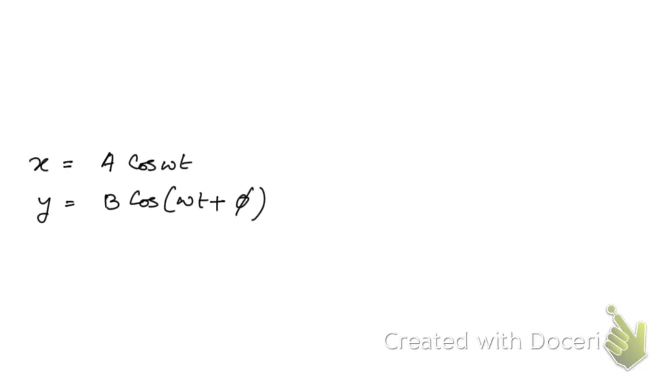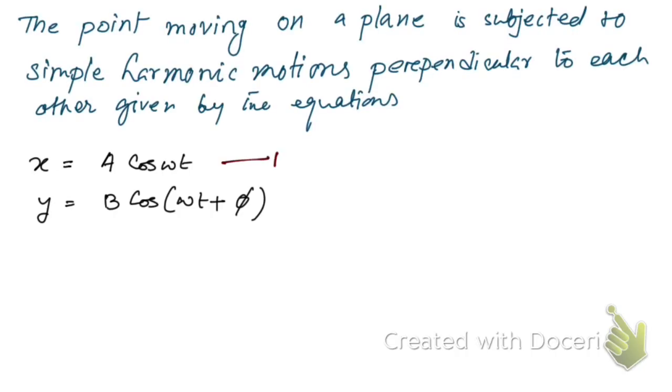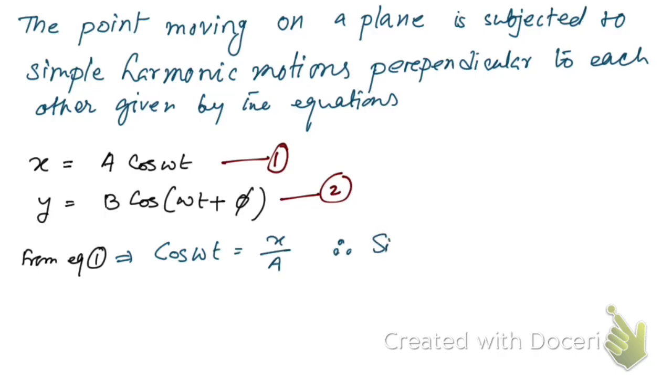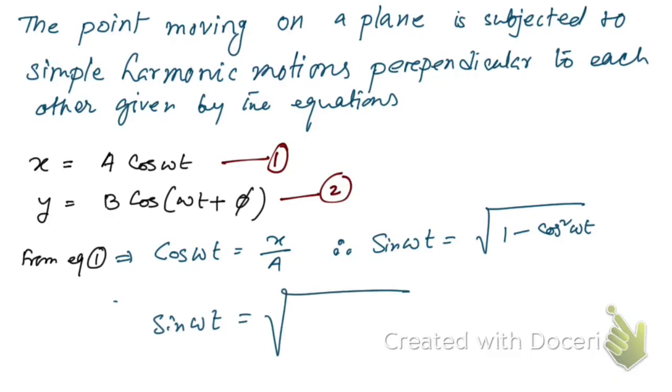Let me take this as equation number 1, and this as equation number 2. Now from equation number 1, cos omega t is going to be equal to x by a. Therefore sin omega t, we know, will be root over 1 minus cos square omega t, and if we use this value, sin omega t is going to be equal to root over 1 minus x square by a square. That's what we have got.